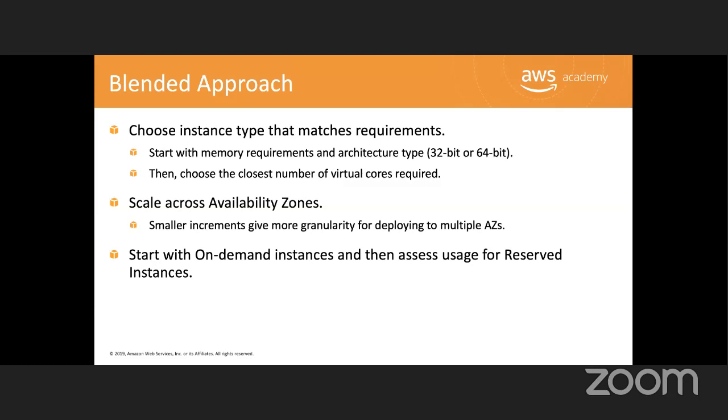You start with on-demand instances and then assess usage for reserved instances. We start with the lowest, right? On-demand, just in case there's some spiky traffic, we get it, right? And then based on the usage throughout this period, we can go for reserved instances.